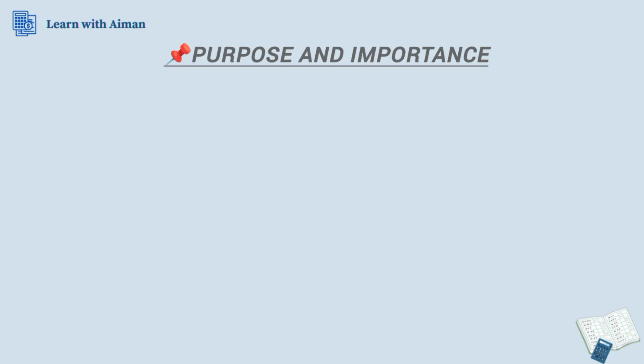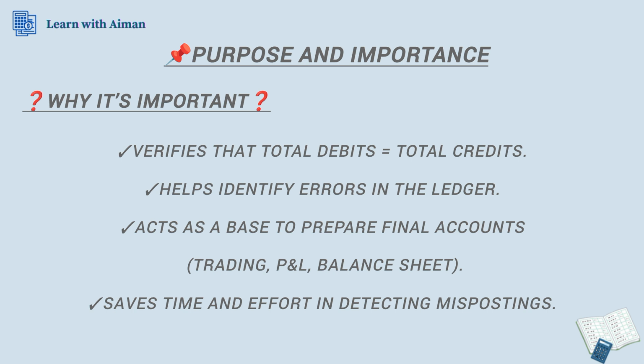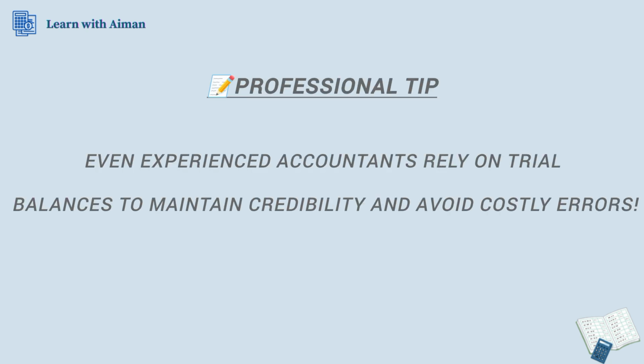Purpose and importance. Why is it important? It verifies that total debits equal total credits. It helps identify errors in the ledger. It acts as a base to prepare final accounts: trading, profit and loss, and balance sheet. It saves time and effort in detecting mispostings. Professional tip: even experienced accountants rely on trial balances to maintain credibility and avoid costly errors.